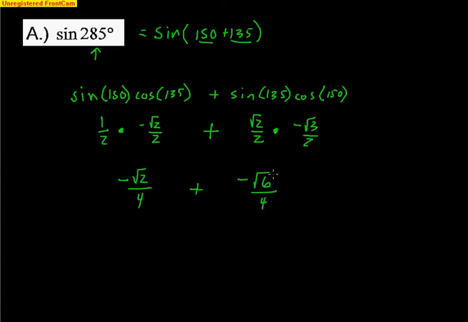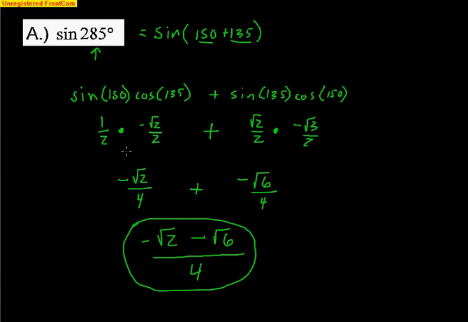You are allowed to multiply radicals as long as they're both in radicals. So 2 times 3 makes the 6. And then when I combine this, I get negative radical 2. A plus a negative is just a minus. Radical 6, and I already had a common denominator, so I'm going to make one denominator of 4. So this would be my exact answer for sine of 285 degrees.